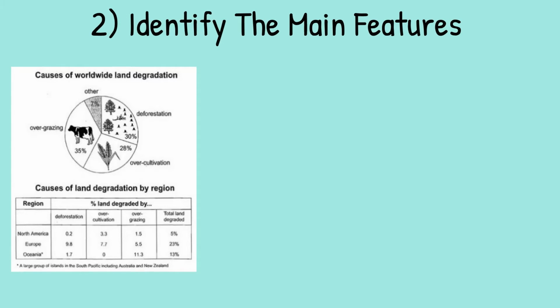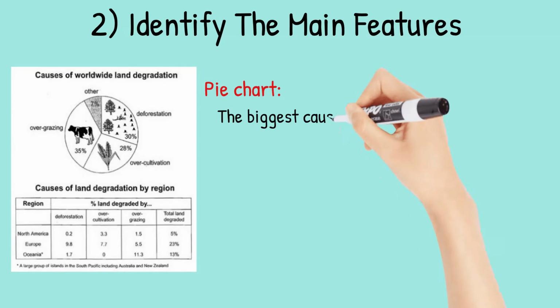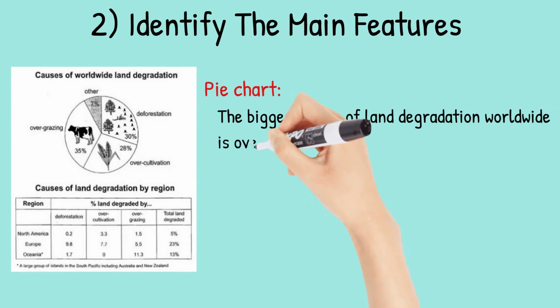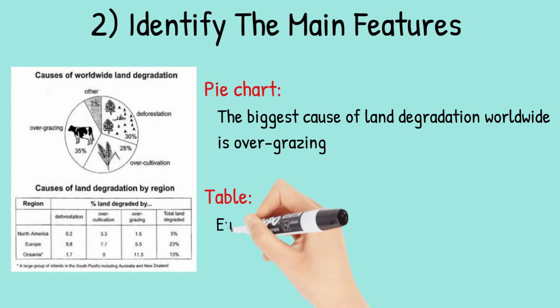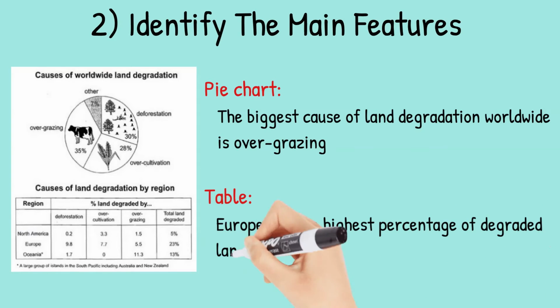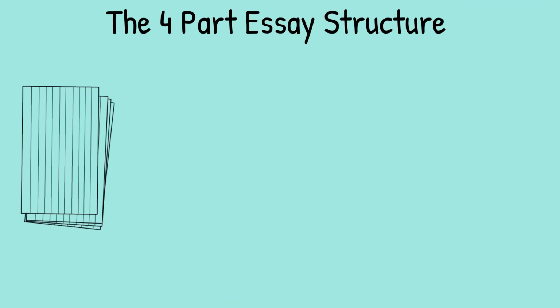The main features are: pie chart, the biggest cause of land degradation worldwide is overgrazing. Table, Europe had the highest percentage of degraded land. We are now ready to begin writing our essay. Here's a reminder of the 4-part structure we are going to use.